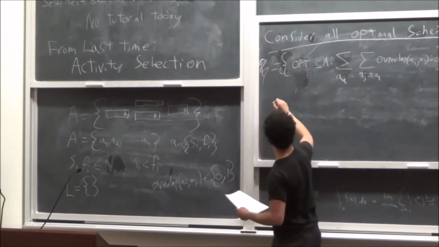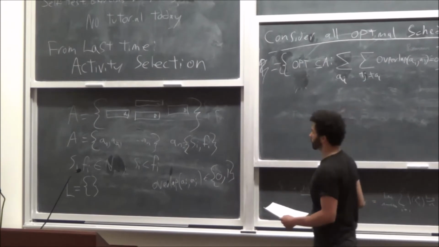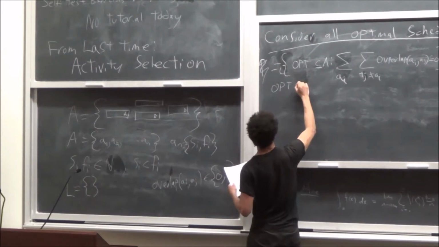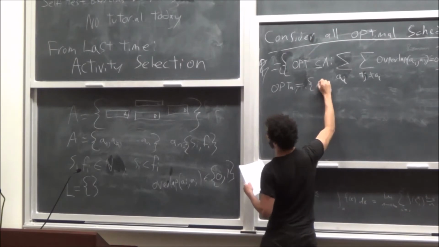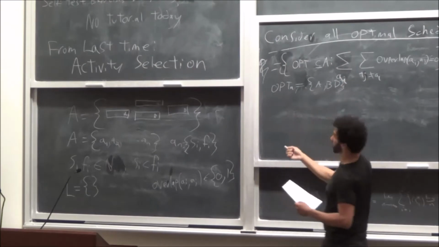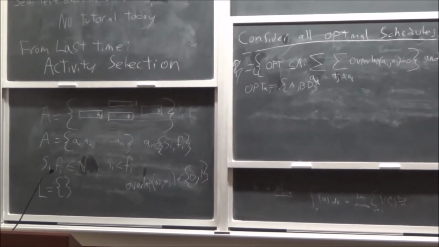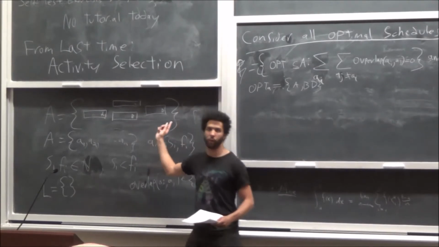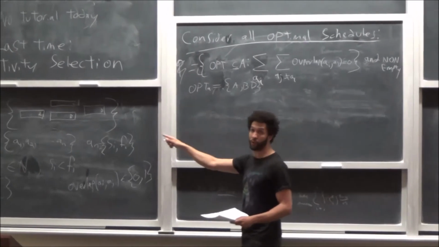Actually, can someone tell me one of the optimal sets? ABD. Yeah, ABD. So one of the OPTs, let's say OPT A, might be A, B, D. Does anyone see another one? ACD. Yeah, ACD. So it's the ones that work, the ones that don't overlap. So it's all the combinations in the set A that don't overlap.